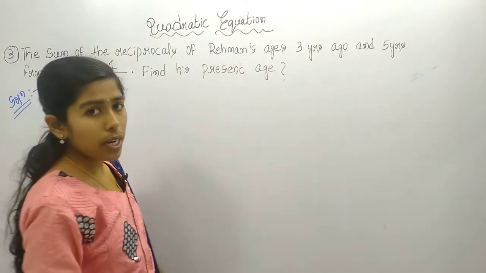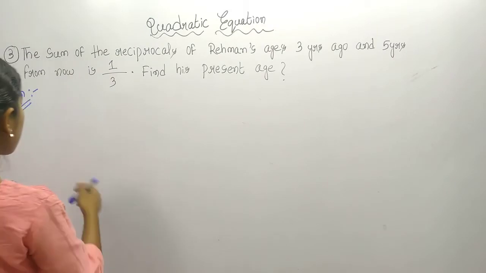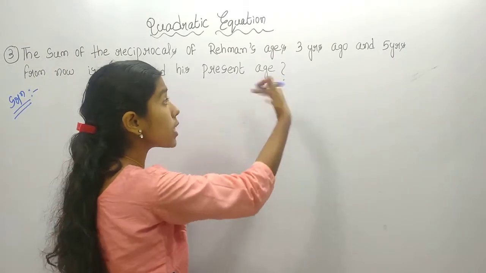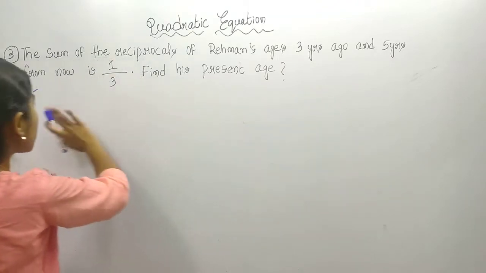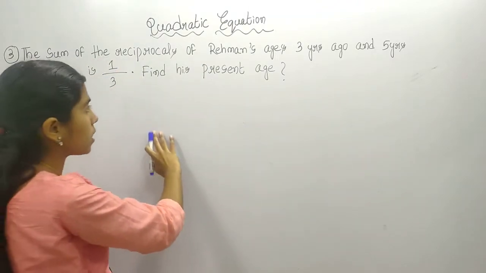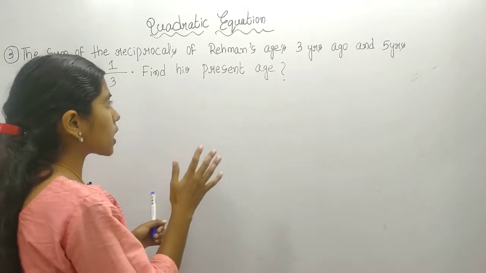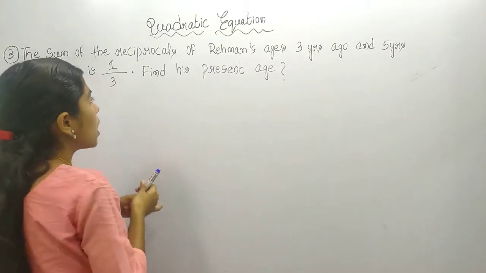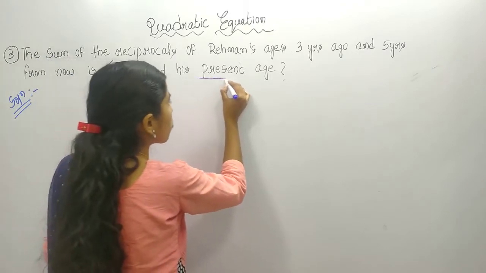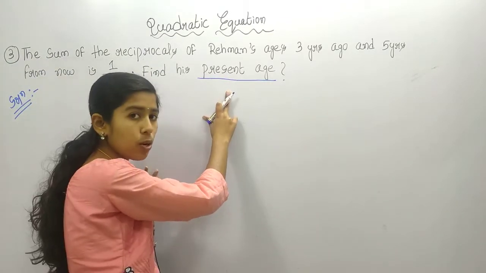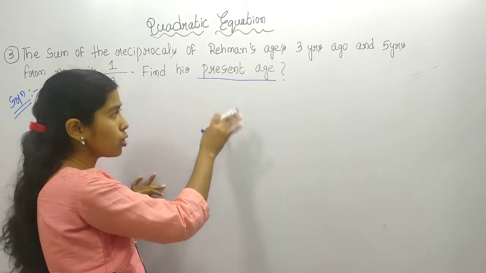So, this is our next question. You see here what it's given. The sum of the reciprocals of Rahman's ages 3 years ago and 5 years from now is 1 by 3. Find his present age. So, here you see first what's asked in the question. Here it's asked you have to find the present age of Rahman. So, what is asked in the question, you have to take that as x.